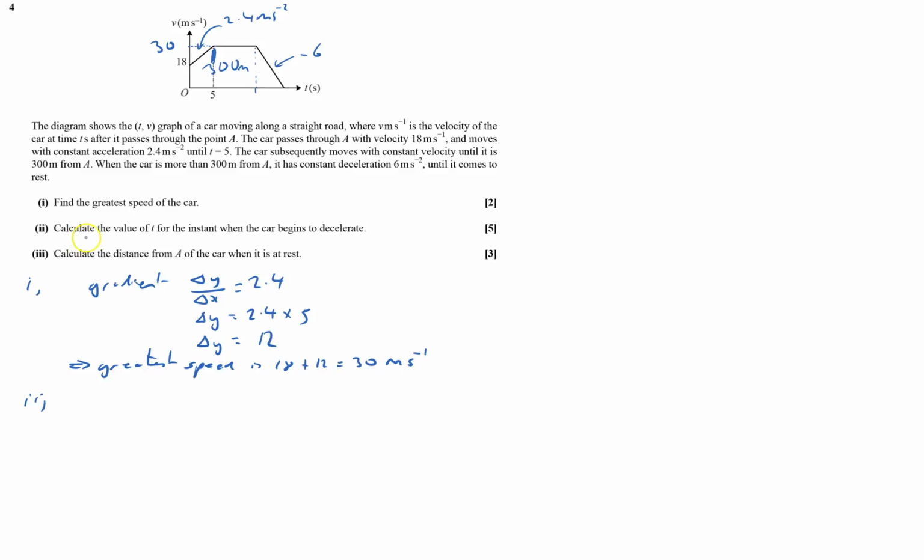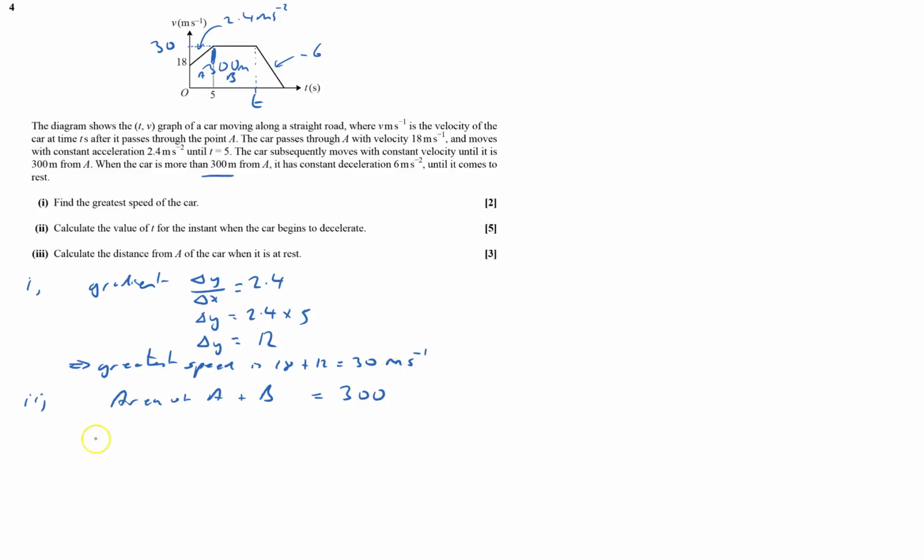Part 2. Calculate the value of t for the instant when the car begins to decelerate. It starts decelerating here, so that's t, and I know this area under the curve, so I've got a and b, if I call it like that. So the area of a plus b equals 300, because it says it's 300 meters.